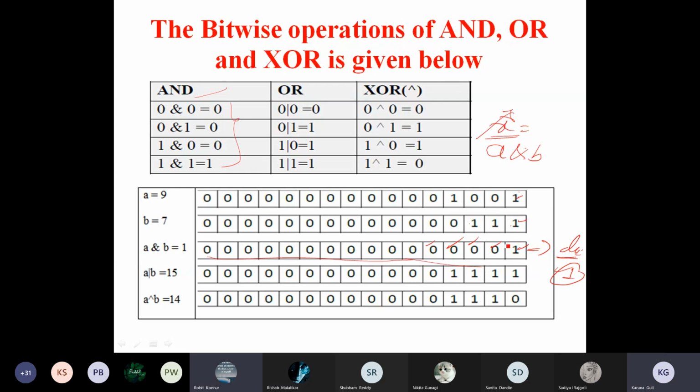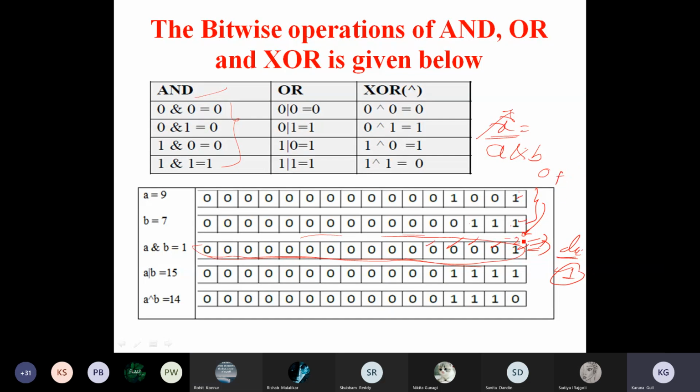Now I am just asking you, you have this binary number that you got after ANDing these two numbers, correct? I am asking you, what is the decimal equivalent of this binary number? This is 0000001. So it has 2 to the power 0 and all other terms are 0 here. Correct?